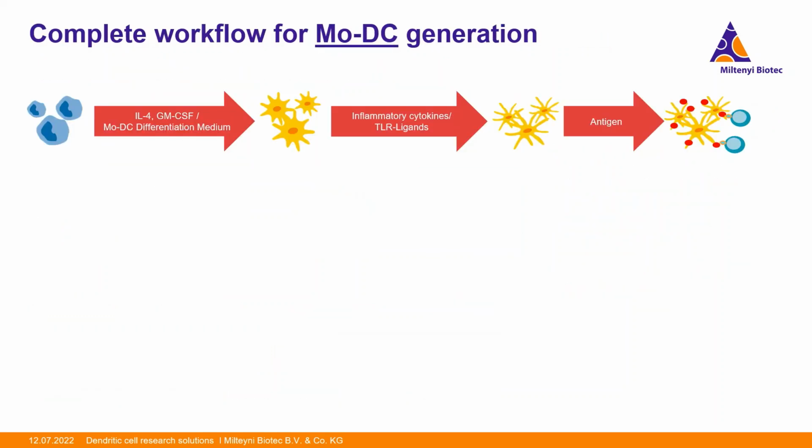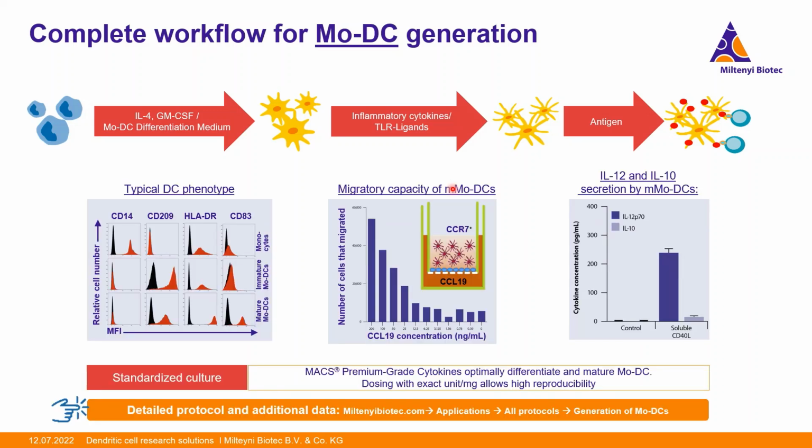We can support you with the complete workflow for moDC generation. One of the key elements for success is the standardized culture using MACS premium grade cytokines. To optimally differentiate and mature your moDCs, we know the exact unit per milligram dosing, which allows high reproducibility.